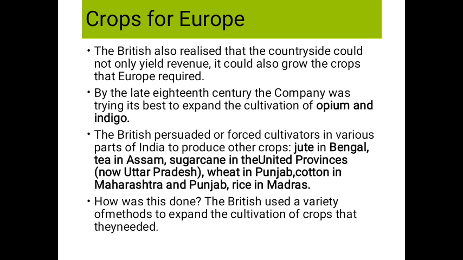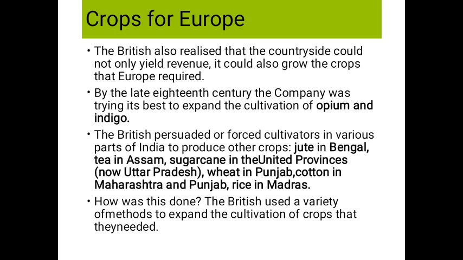the company was trying its best to make farmers cultivate two important crops, namely opium and indigo. Opium and indigo are the two crops which had their own demand in Europe and European markets. So to fulfill the demands of the European market, by the late 18th century the company tried its level best to encourage peasants or farmers to cultivate these two crops in different parts of India.